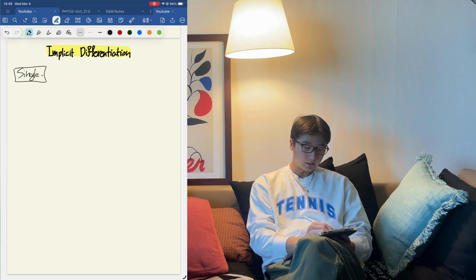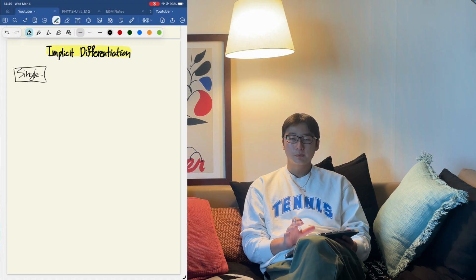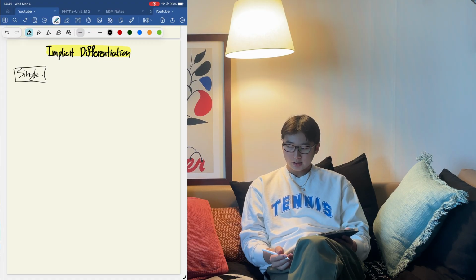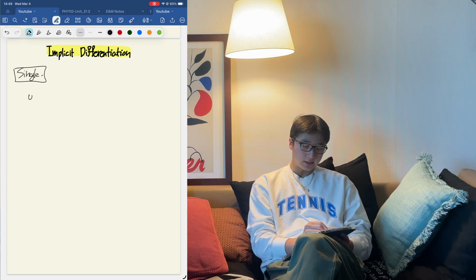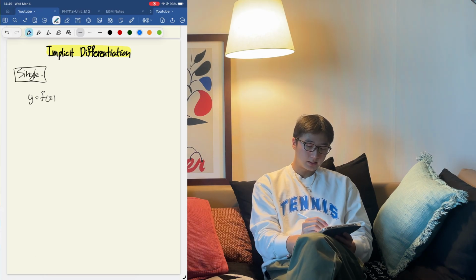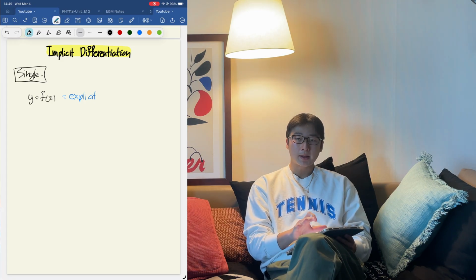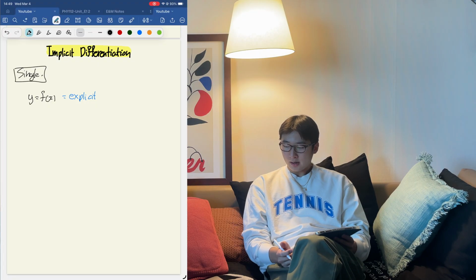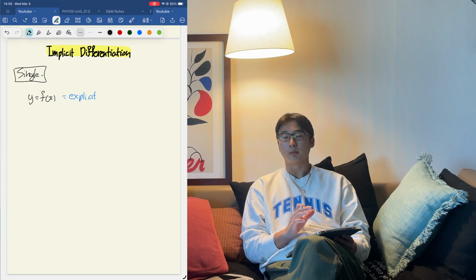In single variable calculus, I assume you guys have learned about differentiation. So we usually see functions written explicitly, like y equals f of x, right? This is an explicit function. We can easily see y depends on x. This means y is written directly in terms of x, so we can differentiate it normally.